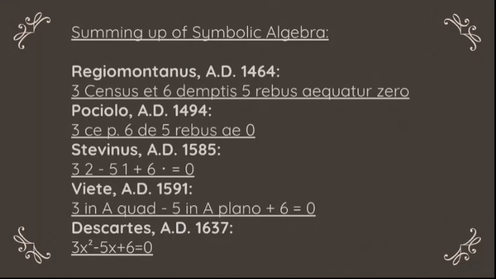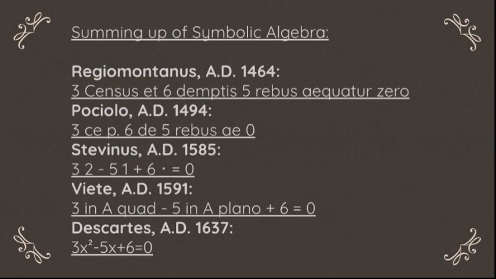Let us now look at the evolution of symbolic algebra through the various mathematicians whom we were just discussing. The equation we are looking at here is all the same but went through a different timeline. We use Regiomontanus' equation, 3 sensus et 6 demptes 5 rebus equator 0. In Pascal's time, he used some of Regiomontanus' phrases but made it much shorter, hence writing it as 3 cq 6 d 5 rebus a 0.